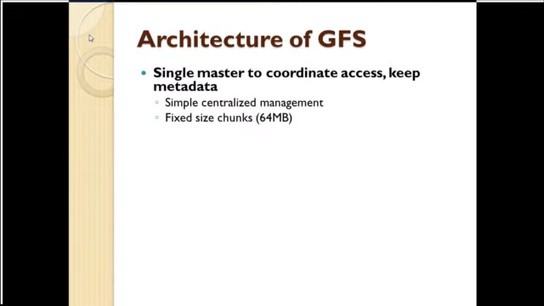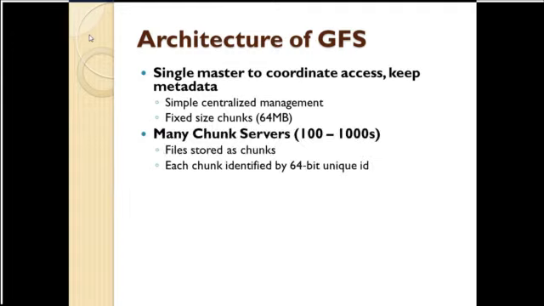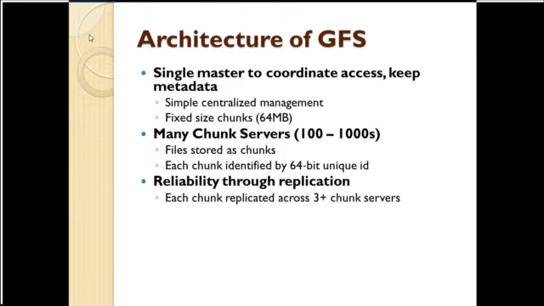The architecture of GFS, or the Google File System. A single master to coordinate access and keep metadata, for simple centralized management. They fix the chunk size to 64 MB. Many chunk servers, 100 to 1000. Files are stored as chunks. Each chunk is identified by a 64-bit unique ID.